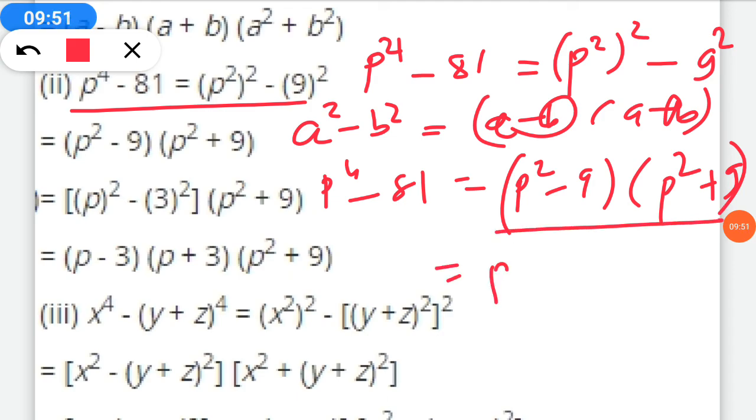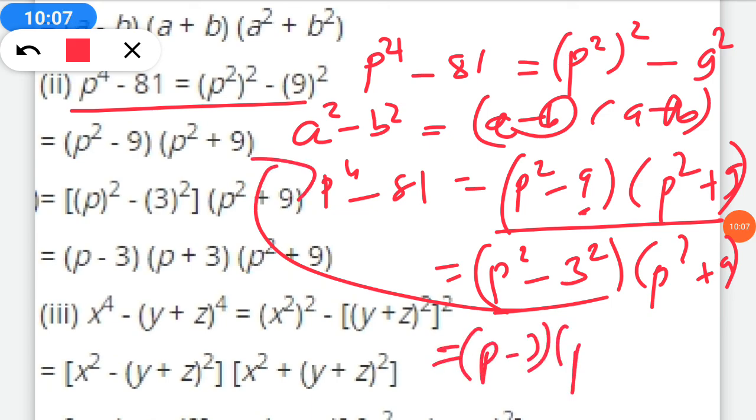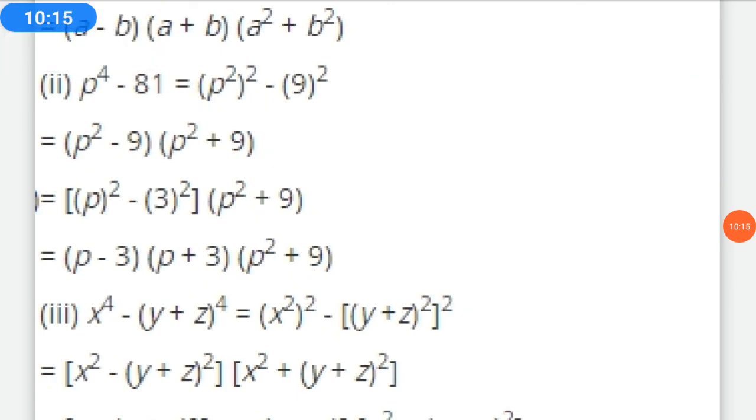Now p² − 9 can be written as p² − 3². Of course we can write it, isn't it? p² + 9 will remain the same. Then this can again be split using the identity. So it will become (p − 3)(p + 3), and the next term p² + 9 will remain as it is, which is the required answer.